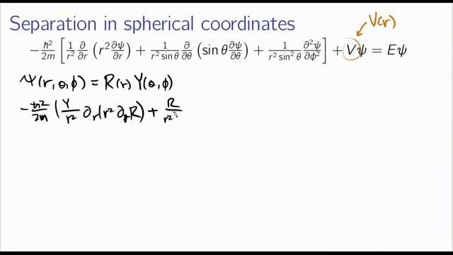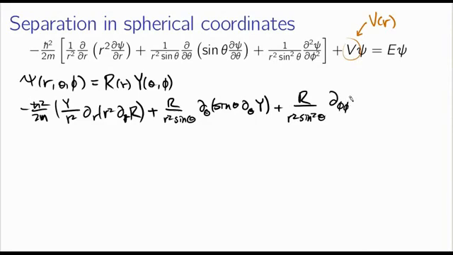Then the second two terms here are going to leave R untouched, so I'll end up with R over r squared sine theta, partial derivative with respect to theta of sine theta, partial derivative with respect to theta of Y, my theta and phi parts. The third term, R again being untouched, R over r squared sine squared theta, and then the second partial derivative with respect to phi of Y, my theta and phi parts. And that plus V times R Y, my wave function, is going to be equal to E times R Y, my wave function. So that's what I get when I substitute this separation guess in here.